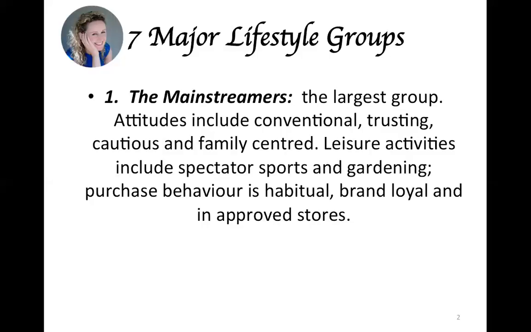So first up on the 7 major lifestyle groups, we've got the mainstreamers. This is the largest grouping of people in the lifestyle groups. And it's all about attitudes, which include conventional. So the type of person that's a mainstreamer has a very conventional attitude. It's very mainstream, trusting, cautious, and family-centered. Some of these you'll start to recognize your own family in, you'll start to recognize friends, you'll start to recognize clients, and indeed you'll start to recognize yourself in some of these groupings. For the mainstreamers, the leisure activities include spectator sports and gardening. Purchase behaviour is habitual, brand loyal and in approved stores.